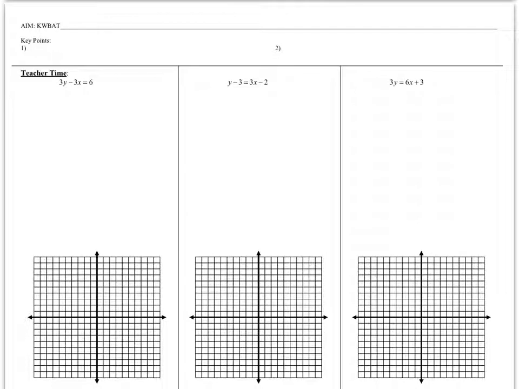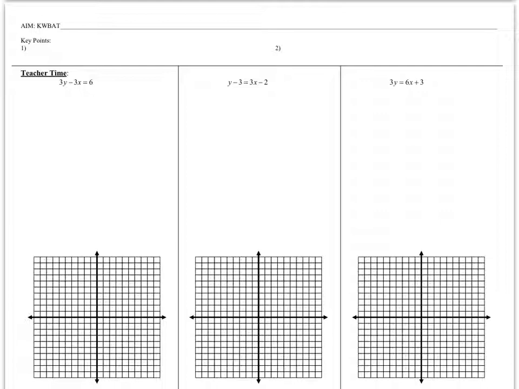Learning for today is that we will be able to change equations into slope-intercept form in order to graph the equation. Because remember, we've talked many times before, at this point, we have only been able to graph things that are in standard form or other forms of linear equations by plugging and chugging.